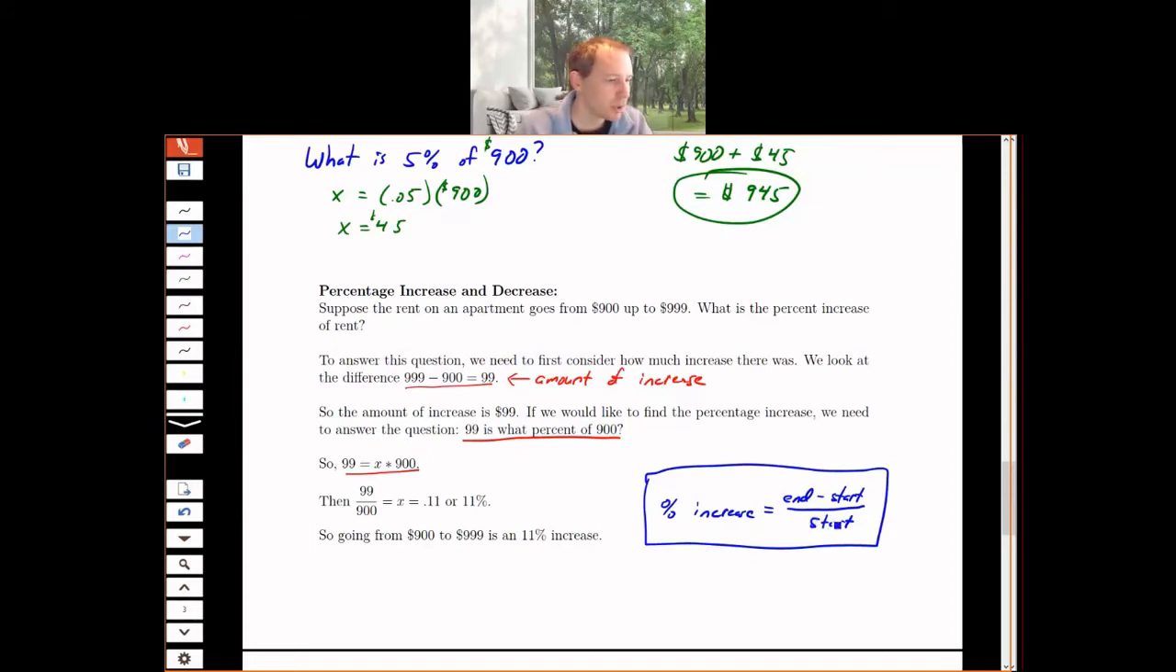So sometimes I find formulas don't really tell you the story of what's going on, but when I went through this process, that sort of did, right? So why do we have ending minus starting amount? Well, that's the amount of increase. Why are we dividing by the starting amount? Well, I want to find a percentage of how much I had to begin with. And if I have a number that is a percent of something, to solve for that percent, I end up dividing, right? So that's sort of where that comes from.